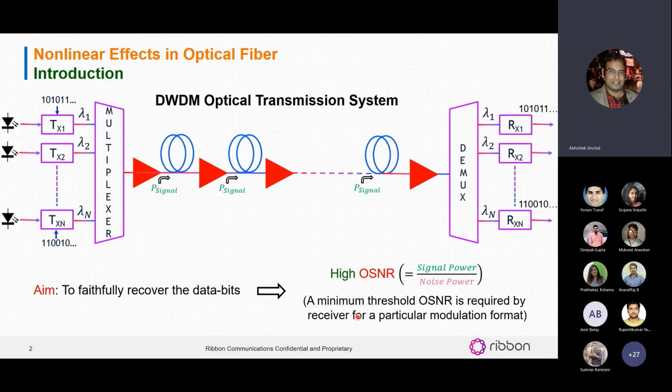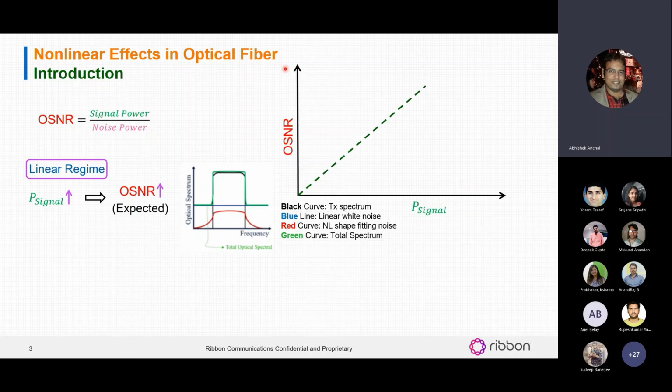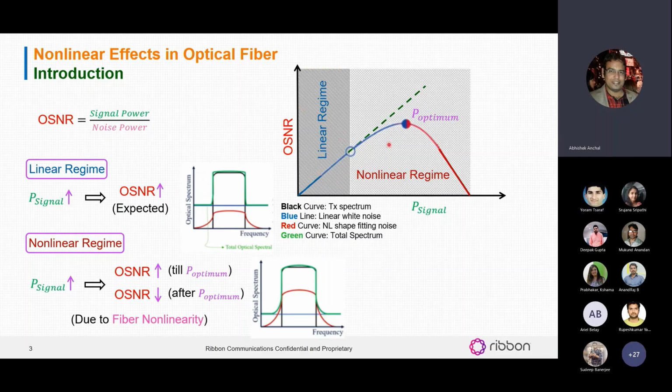So all we need is to increase the OSNR of the system, and we are able to successfully transmit the data. To increase the OSNR, we can just increase the signal power, which looks very straightforward. So we increase the signal power and expect OSNR to increase. But actually, it doesn't happen. When we increase the signal power, the OSNR slowly improves, reaches a certain optimum value, and then starts to decrease. This curve is also known as a bell curve. It happens because of the nonlinearity in the fiber. The nonlinear effects start to act at higher power, and because of that, OSNR starts to degrade.